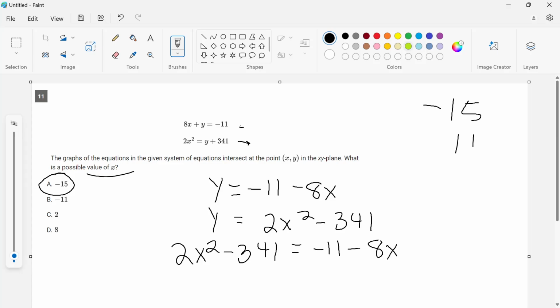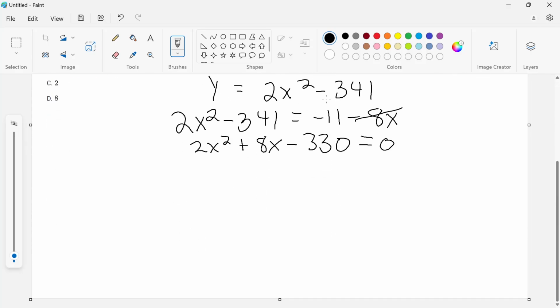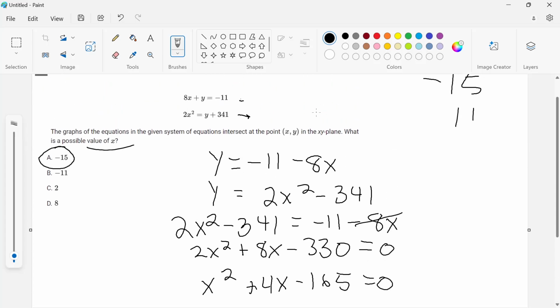I will add 8x to both sides, 2x squared plus 8x. I will add 11 to both sides, minus 330. Negative 341 plus 11 is negative 330, equals 0. And now I will divide everything by 2: x squared plus 4x minus 165 equals 0. Well, the answer choices give me some help here.